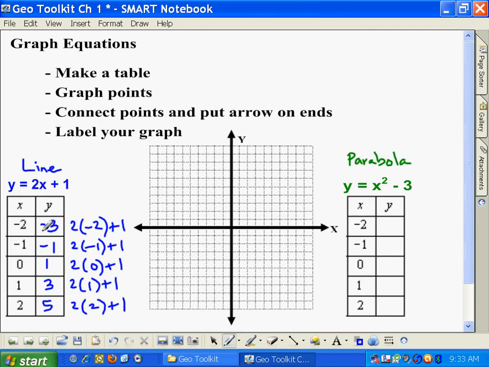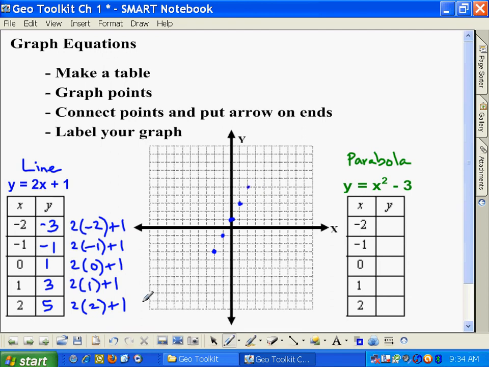And so with this, we have 5 different points we're going to plot, and then hopefully they should make a straight line. So let's go ahead and do that. So we have (-2, -3), so it'll be left 2, down 3, so that'll be right there. We have (-1, -1), so that'll be right here. Next point is (0, 1). That'll be right there. We have (1, 3), which will be right here. And then we have (2, 5), which will be up here.